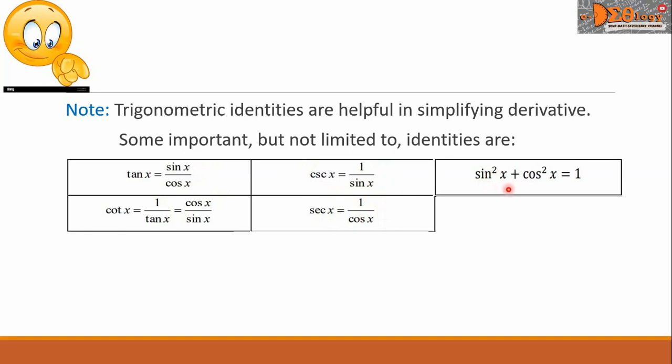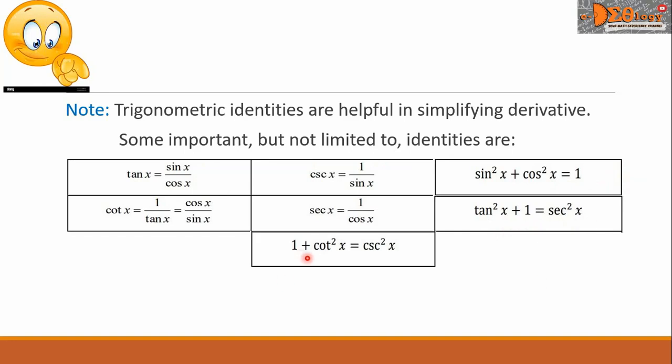Sine square x plus cosine square x equals 1. This is one of the most popular identities. Tangent square x plus 1 equals secant square x. 1 plus cotangent square x equals cosecant square x.